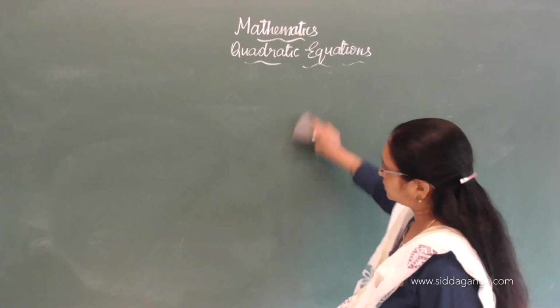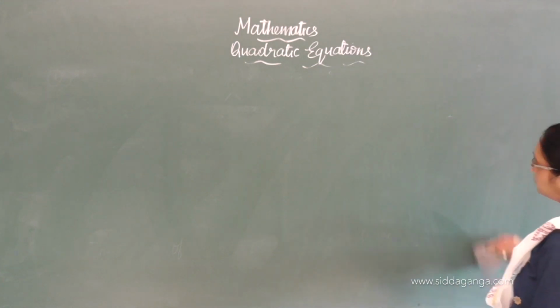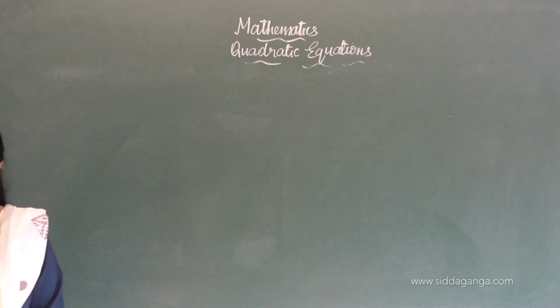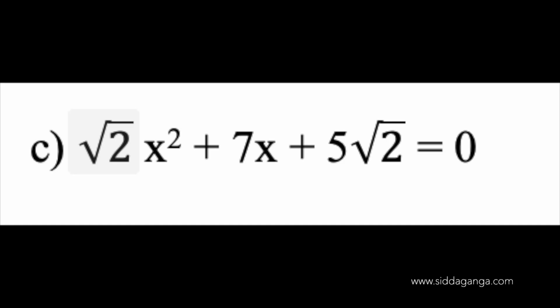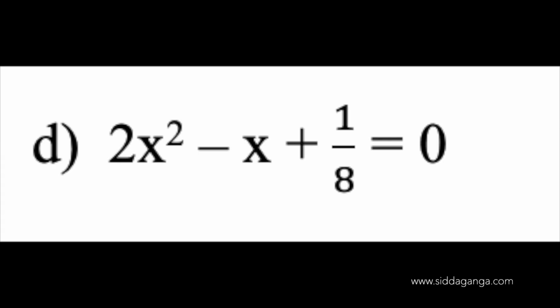So the concept you all know, so it will be easy for us to work out. For you also I hope this concept you have learnt already, okay. Now we have one other question, that is root 2 x square plus 7x plus 5 root 2 is equal to 0. And one more we have 2x square minus x plus 1 by 8 is equal to 0.